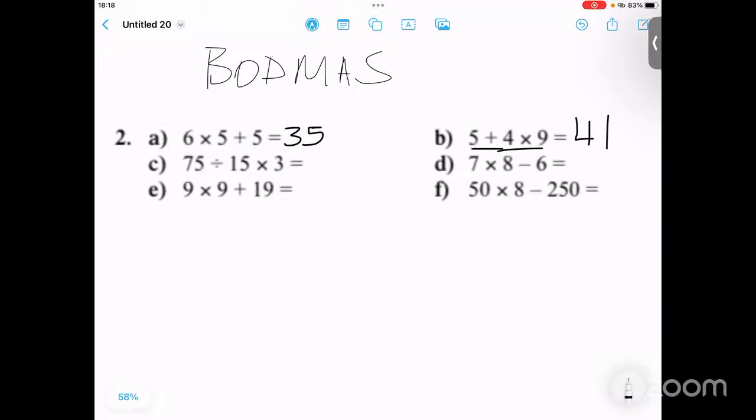Ma'am, according to BODMAS, you need to do multiplication first before addition or subtraction. You multiply first, then you add if there's an addition or subtraction. Perfect. So it doesn't matter whether subtraction started first in the expression. You follow the BODMAS way. You don't start with what's given to you here.